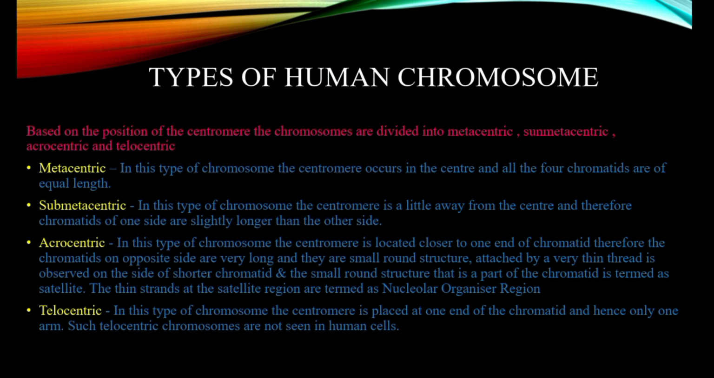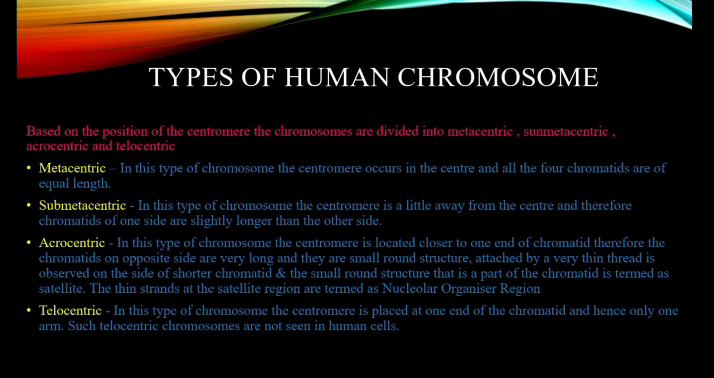In acrocentric chromosomes, the centromere is located very close to one end of the chromatid, on the upper or lower side. So the opposite side is very long, and there is a small round structure attached by a thin thread, which can be observed on the side of the short arm. That smaller round structure is termed a satellite, and the thin strands of the satellite region are known as the nucleolar organizer region. So these are the acrocentric chromosomes.